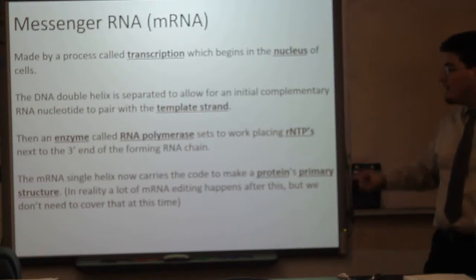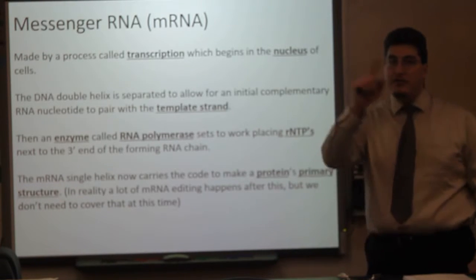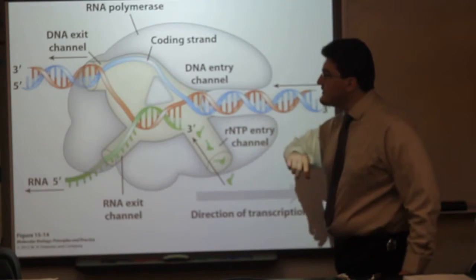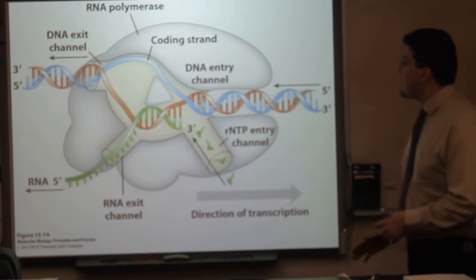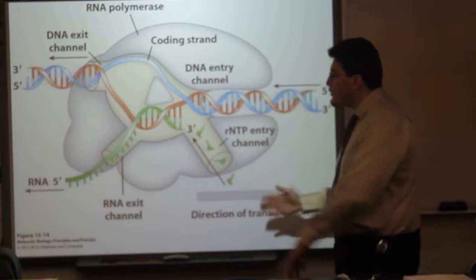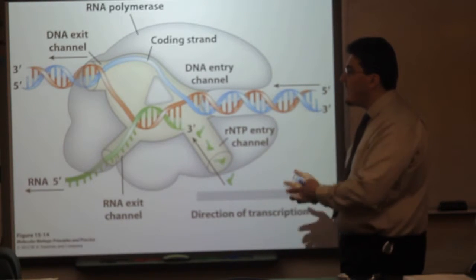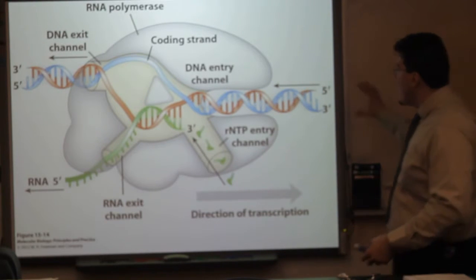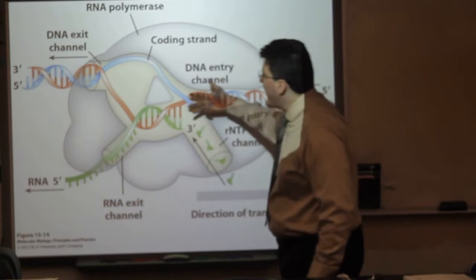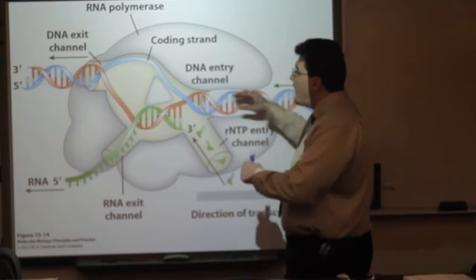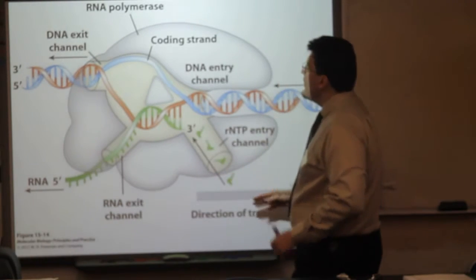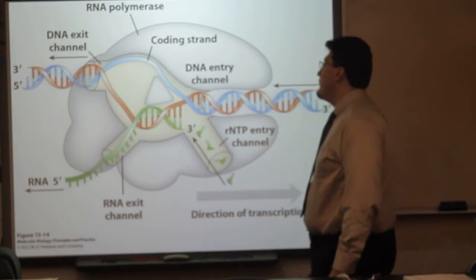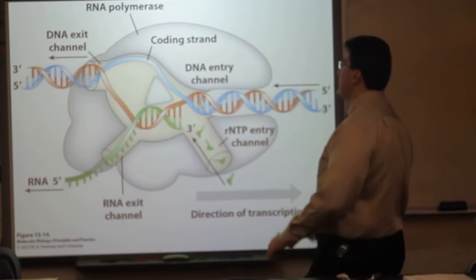Now, there's a lot of mRNA editing that happens, but I will save that for Unit 3. All right? This is an image of what is going to happen. This is your RNA polymerase structure. This is an artist's rendition of that structure. We have DNA entering here. We have the separation of the DNA double helix. We have our coding strand and our non-coding strand here. Our coding strand and our template strand here.